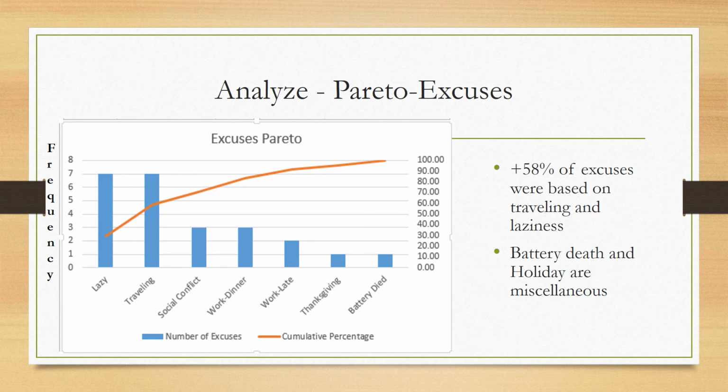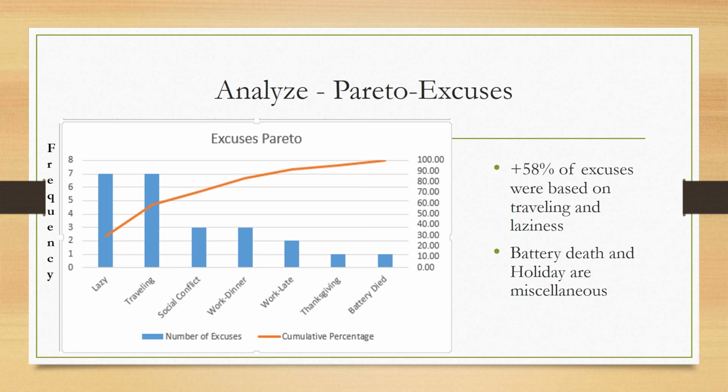And now jumping into the analyze phase, I first put together a Pareto chart of the excuses. Again, what I said in the fishbone, it was funny that I put that bit about lazy in there, not knowing what would come out of it at first, but that was one of the two biggest reasons of why a daily activity was not completed.